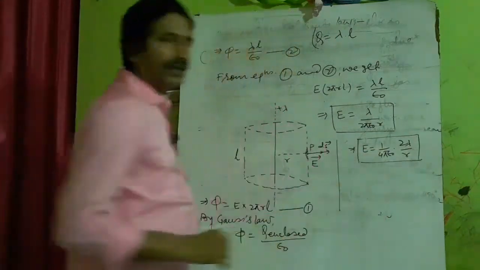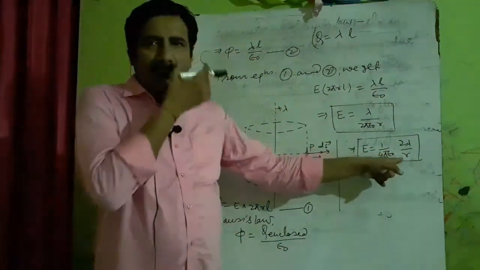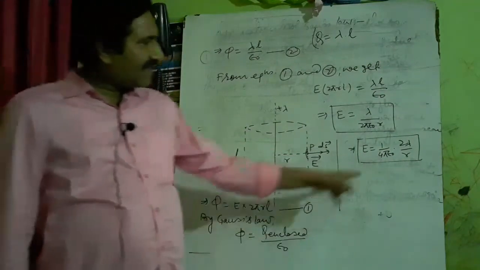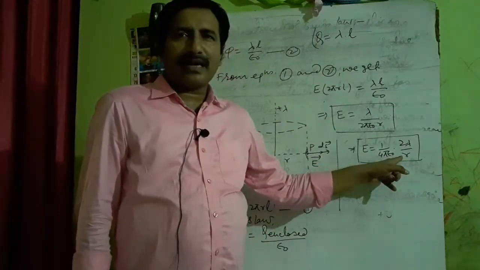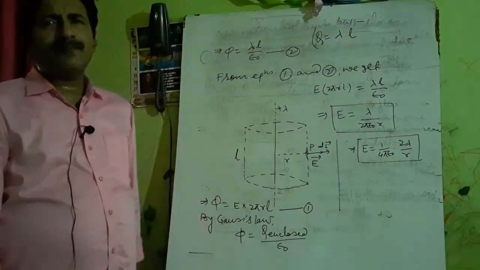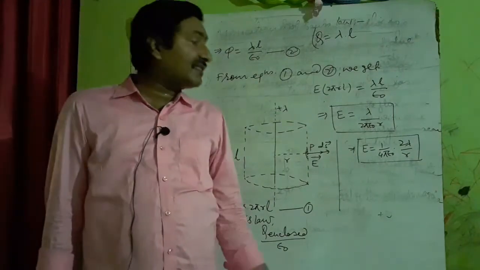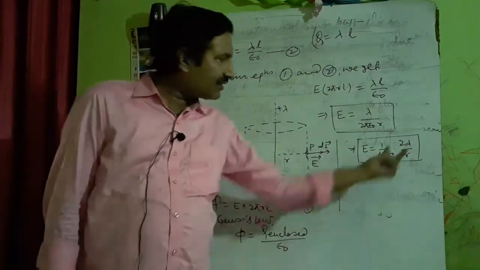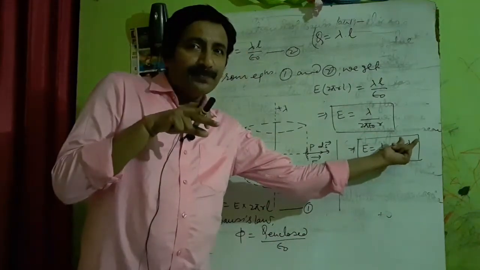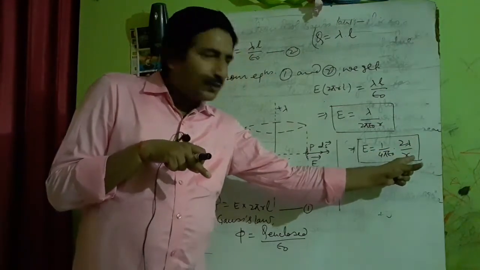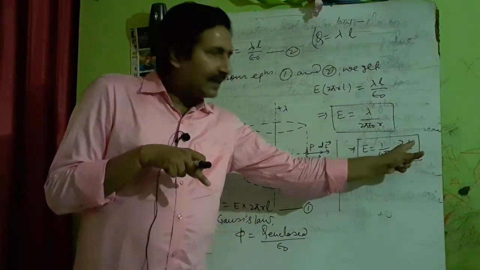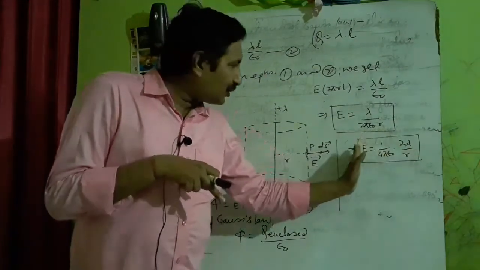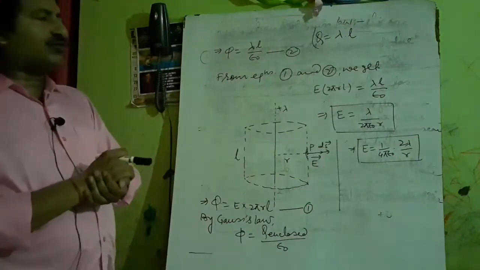You see, so this electric field intensity is inversely proportional to R. Is it clear? Electric field intensity is inversely proportional to R. Now you can think that generally electric field intensity is inversely proportional to R square, but why is it inversely proportional to R now? You see, this is lambda. This is not Q. This is Q by L. So if it is Q by L, this will become meter square. Is it clear? So E is equal to 1 by 4 pi epsilon naught, 2 lambda by R.